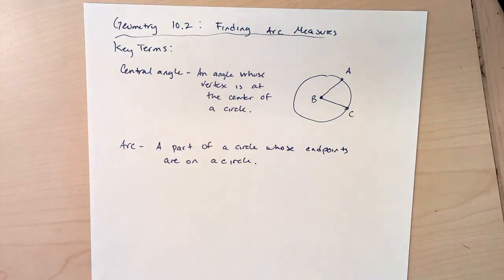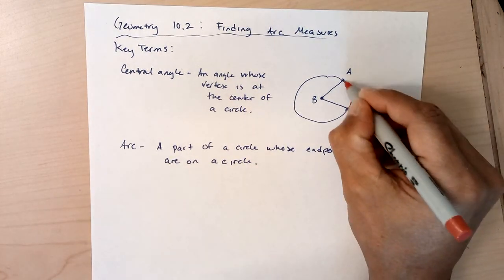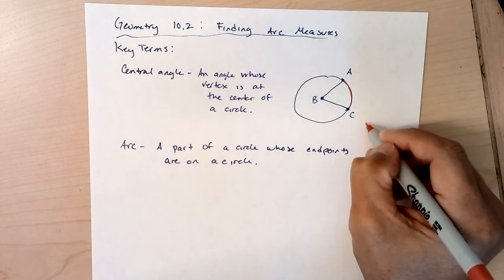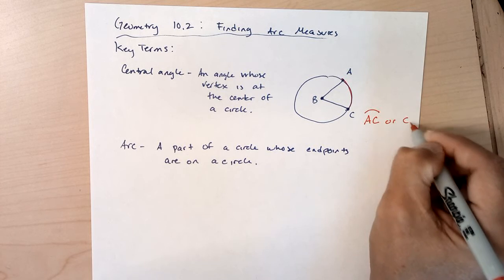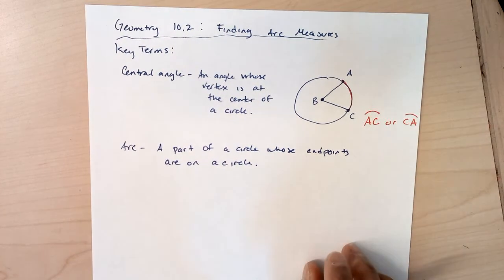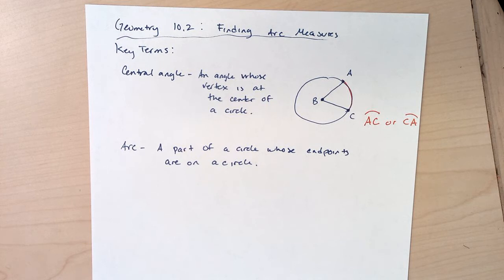How I write that, I could refer to that as arc AC, or I could also name it arc CA. It's kind of like a segment where it doesn't really matter the order that you name the segment with the endpoints. Same thing with the arc, except instead of a little straight segment above A and C here, I have just a little arc. And then there's different types of arcs in a circle.